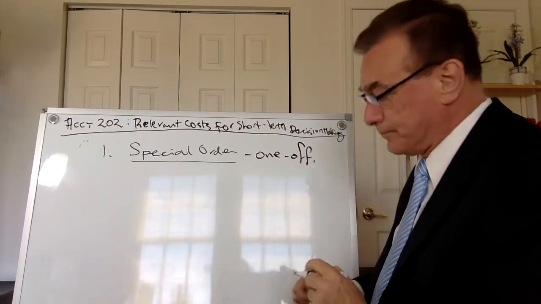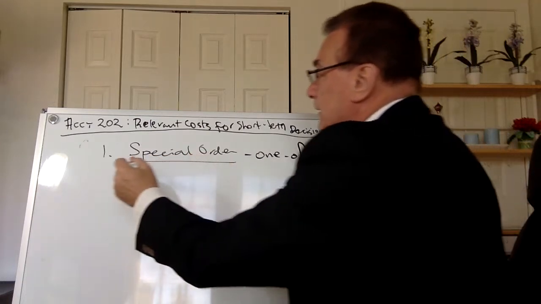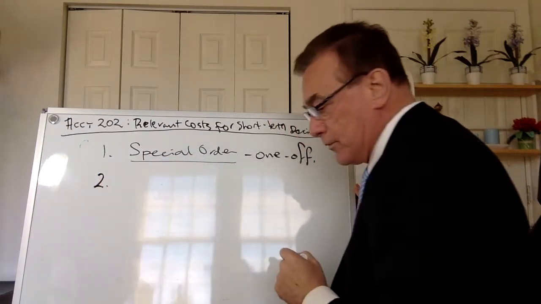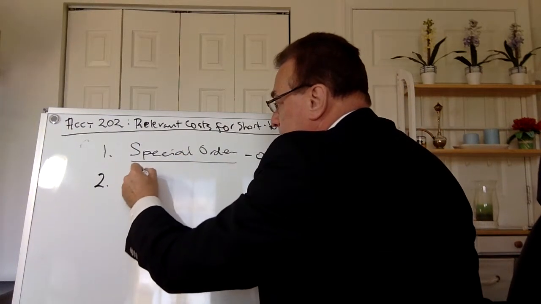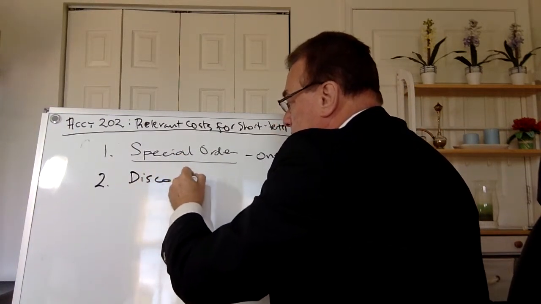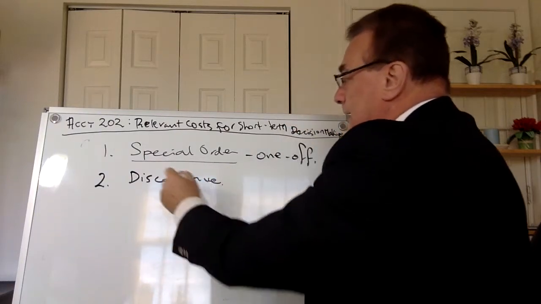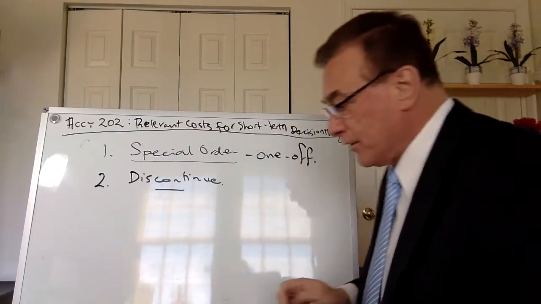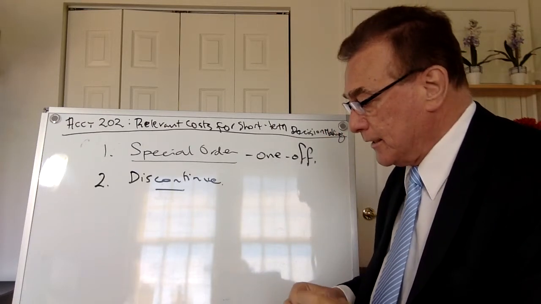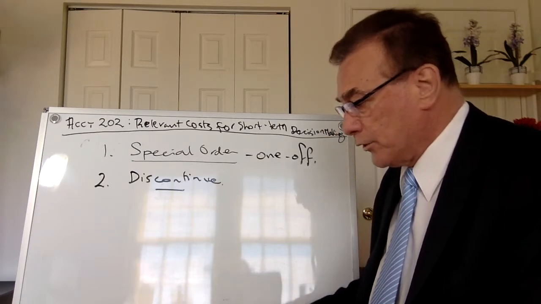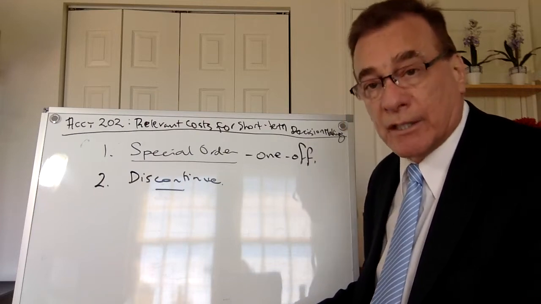Okay, the other topic that we talk about is what's called discontinue a product or a department or a division. And the reason that management might consider discontinuing a product, a department, a division or a store is because it might be making a loss.